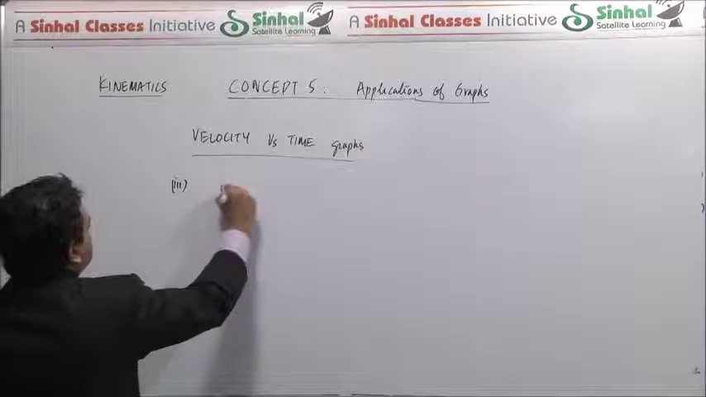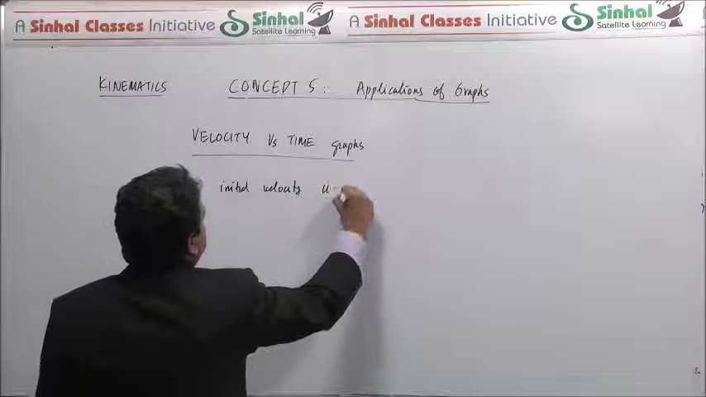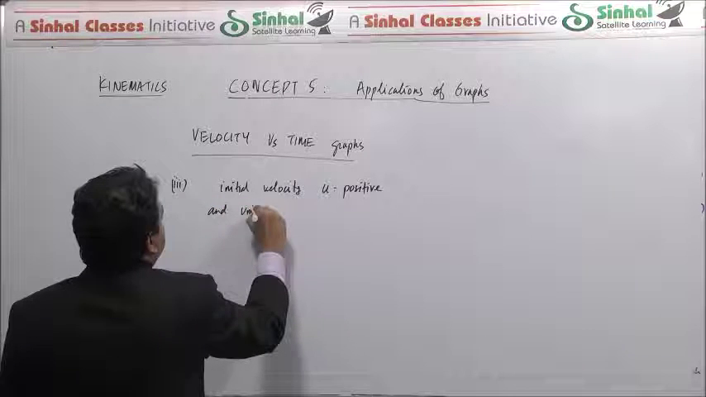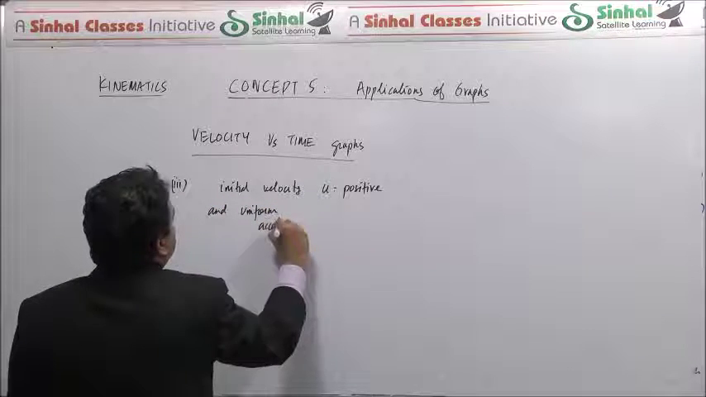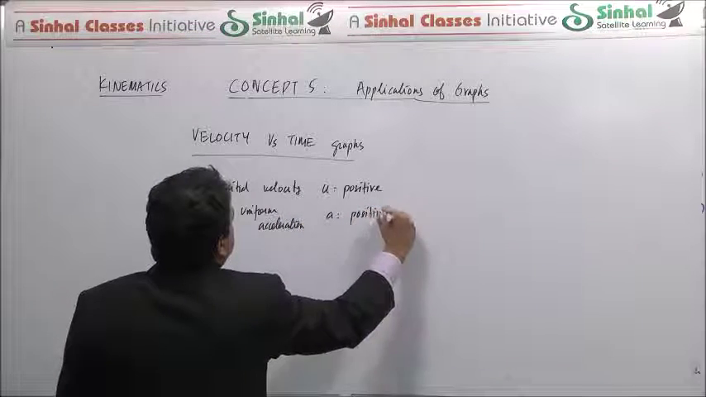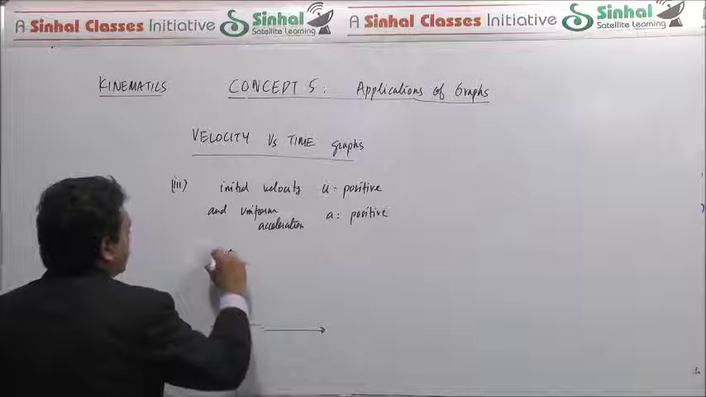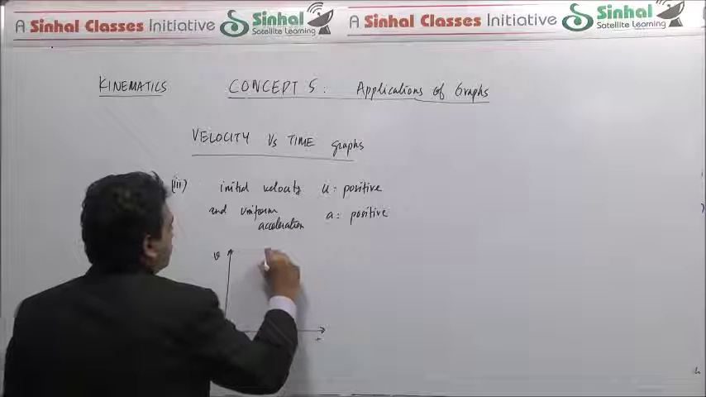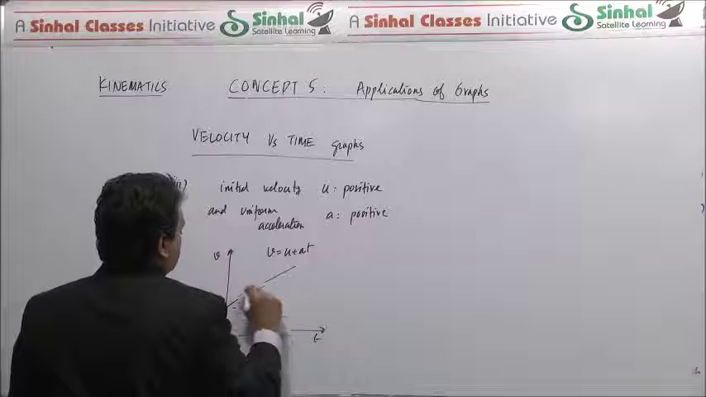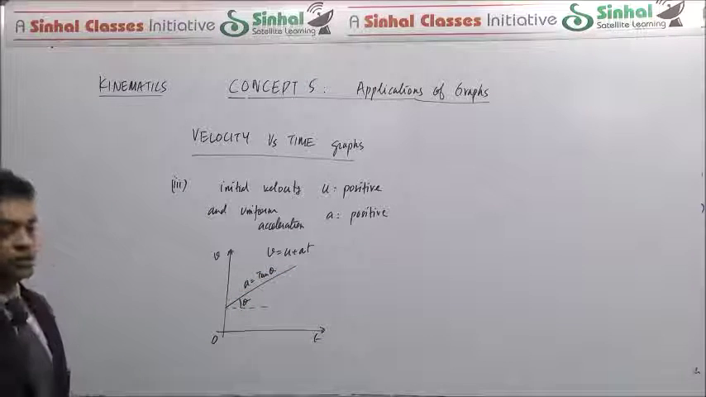Let's look at something with initial velocity positive and uniform acceleration. So A is a constant and it is positive. So the velocity versus time graph would be such that V is equal to U plus AT. The acceleration is the slope of this.